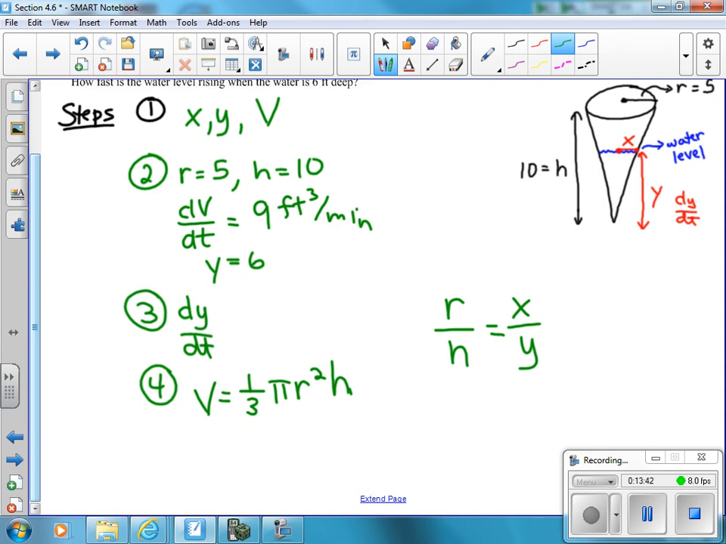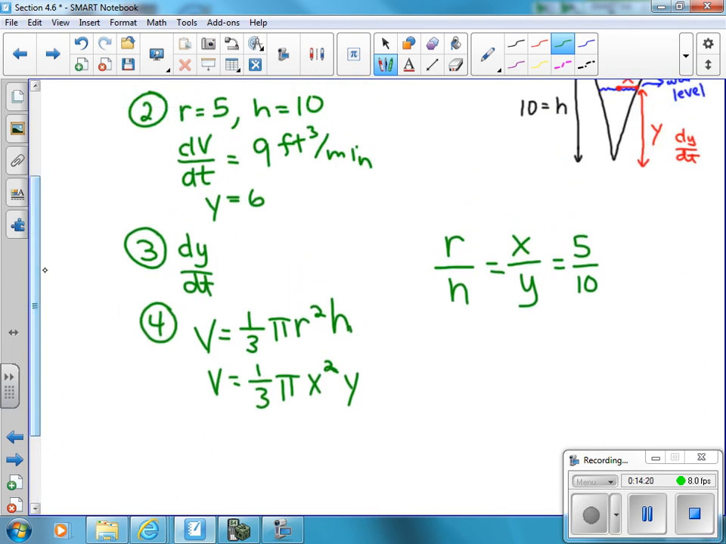Right? The radius over the height. And also r over h is constant, so we know that equals 5 over 10. So if we write our x and y's as r's and h's, because that's what our x and y's really are, we have V equals 1/3 pi x squared y, because really that's what we're going to be measuring, the x and y, not really the r and h that are fixed.